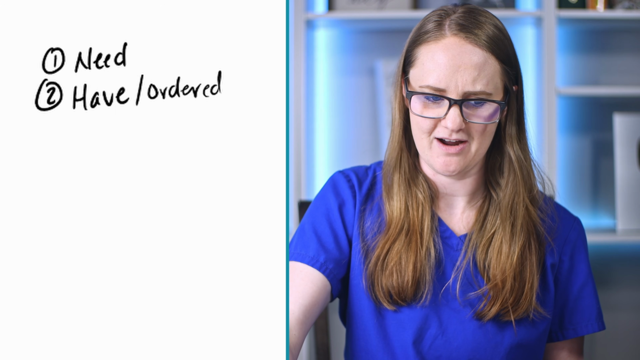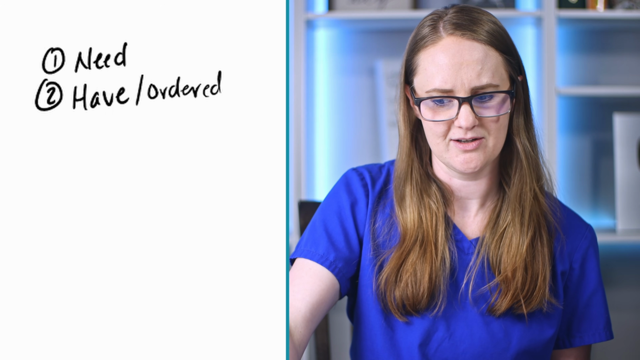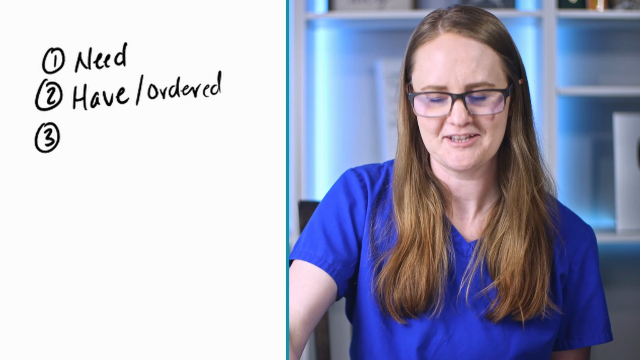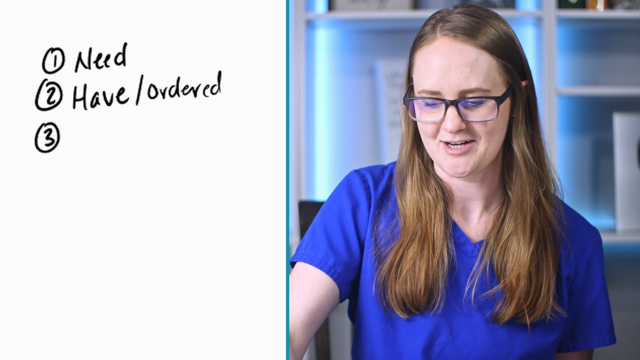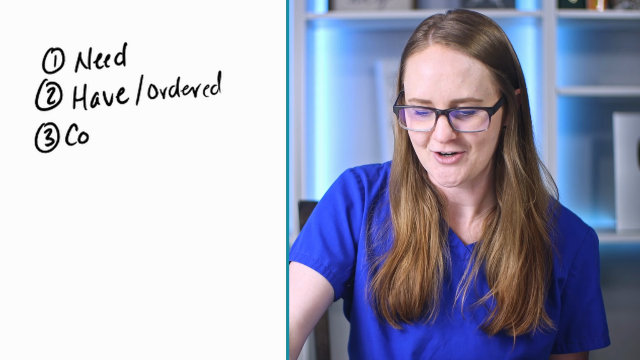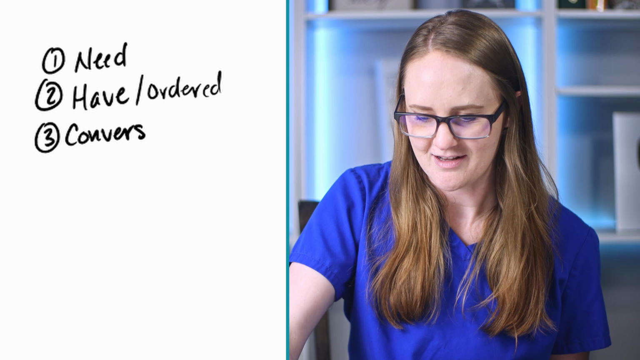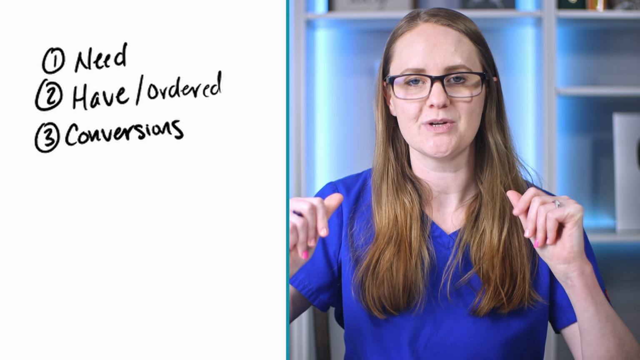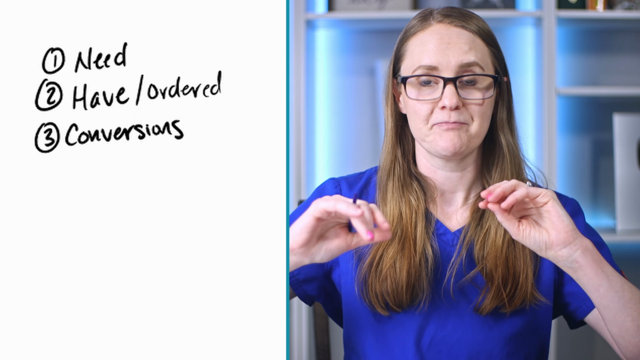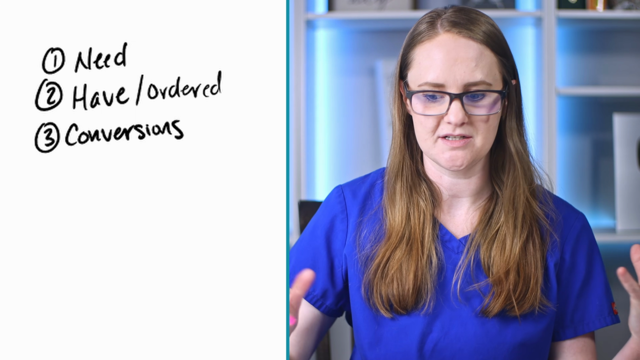Ordered? Am I spelling that right? Why do I feel like there's no ED? Let's just leave it as it is. Please don't comment below and tell me my spelling's terrible. 3 is conversions. Conversion factors. So what conversions do we need to use in order to get from what we have to what we need to end up with at the end?